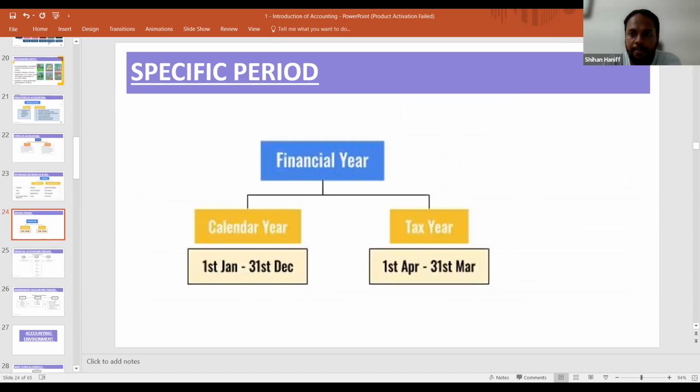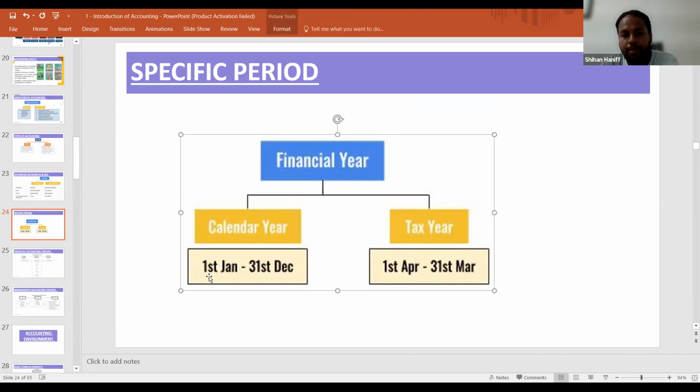Normally, if you take the financial year, there are two types we use. Calendar year means 1st January to 31st December. That is, everyone knows the calendar year is 1st January to 31st December. But you may have seen most of our questions are given from 1st April to 31st March. The reason behind that is 31st March is called the tax year. The tax year is calculated from 1st April to 31st March. That is why our company financial accounts questions are mostly starting from 1st April to 31st March.